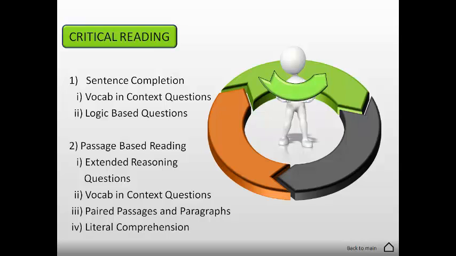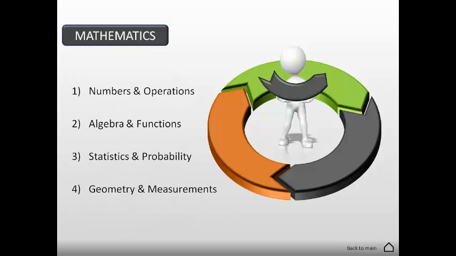Again, we'll dig deeper into each of these. For passage based reading, they'll give you a passage and ask you to answer some questions. So critical reading is sentence completion and passage based reading, the two elements at a high level. Then coming to math, they have numbers and operations.